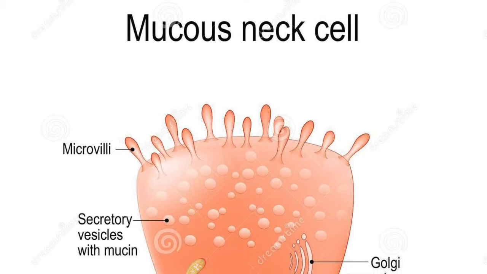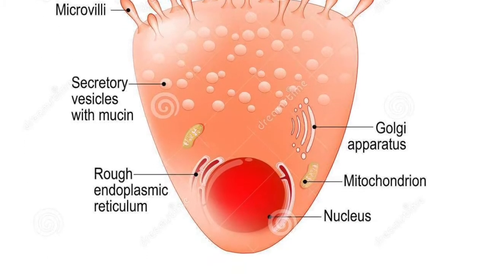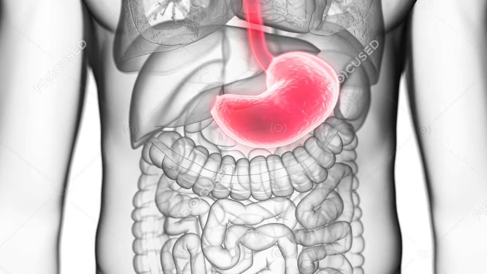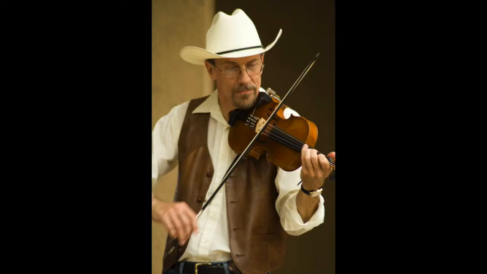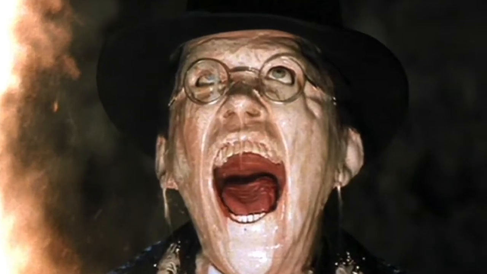Well, there are these things called the mucous neck cell. And the mucous neck cell secretes a bicarbonate-rich mucus containing high amounts of mucin. And this protects the stomach from the acid in the lumen, fiddling with the pH and protecting the epithelial cells from being eroded and rotted away.